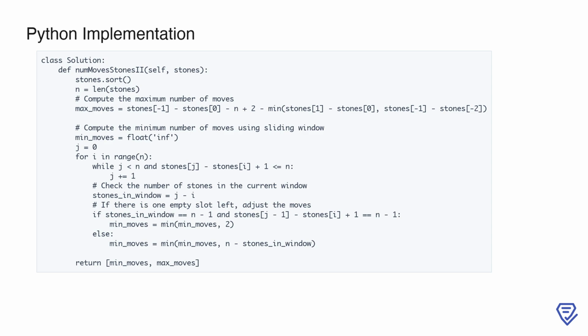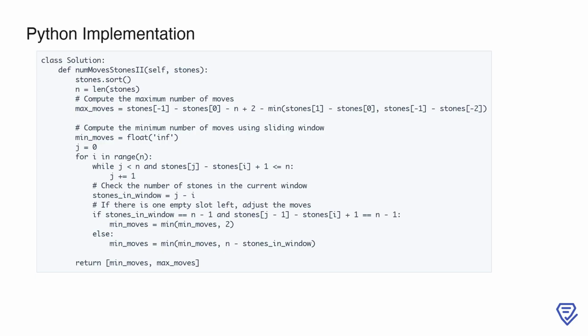To solve the problem of determining the minimum and maximum number of moves required to arrange stones into consecutive positions, we break the problem into 2 parts, computing the maximum moves and the minimum moves. Explanation. 1. Sorting the stones. The first step is sorting the positions of the stones. This helps in determining the range of the stones and simplifies the computation of gaps.